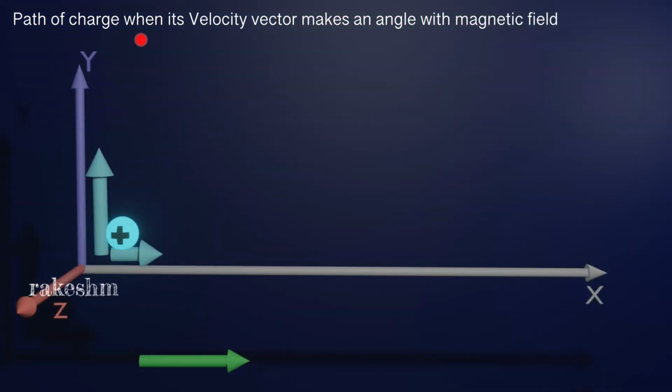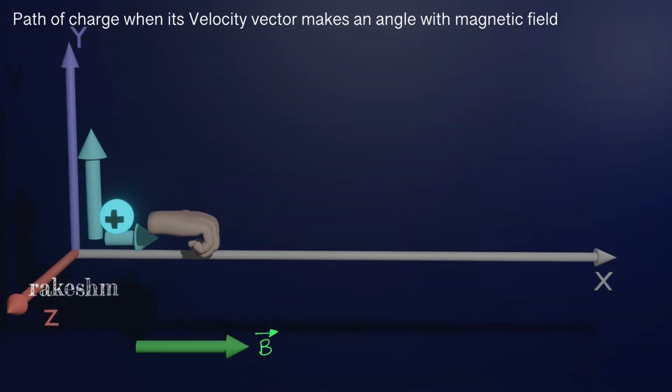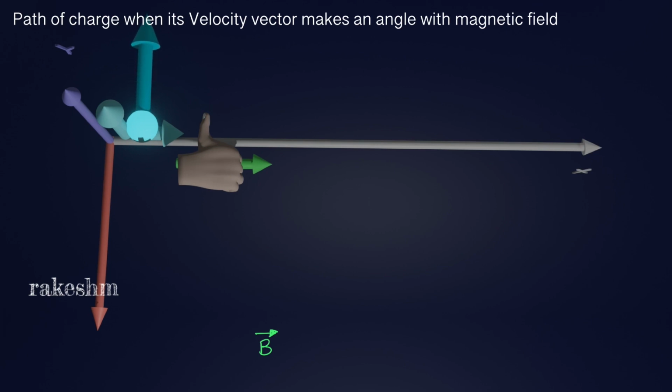Let us now look at the path of the charge when its velocity vector makes an angle theta with the magnetic field vector. We have a positive charge here. The magnetic field vector is in this direction. The velocity vector has two components, Vx and Vy. This velocity vector is inclined at an angle with the magnetic field vector. Let us now use the right hand thumb rule to find the magnetic force on this positive charge. The magnetic force on the positive charge points along the thumb, which is in this direction.